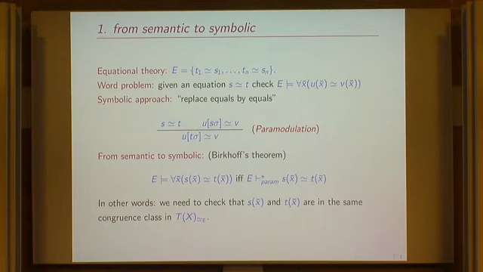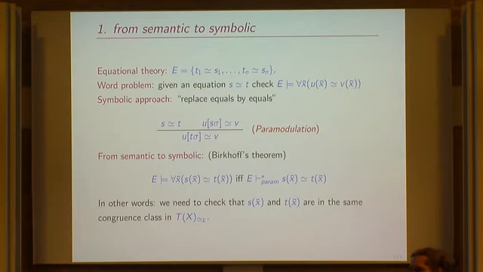And what is the connection between semantic and symbolic? It's given by Birkhoff's theorem, but it can be proven in many other ways. It basically says that this equation is semantically entailed by our set of equations, like group theory, if and only if there is a sequence of applications of this rule which gives us syntactic identity at the end. So these two terms will be syntactically identical.